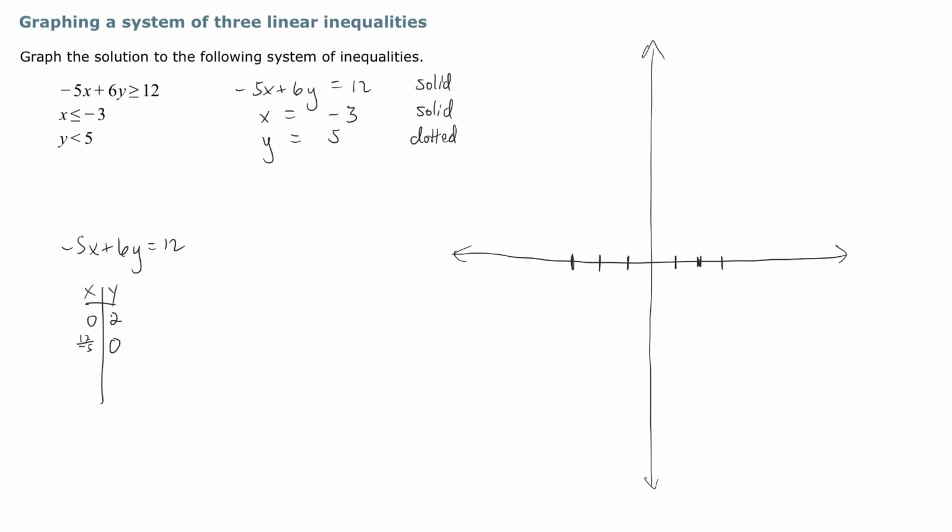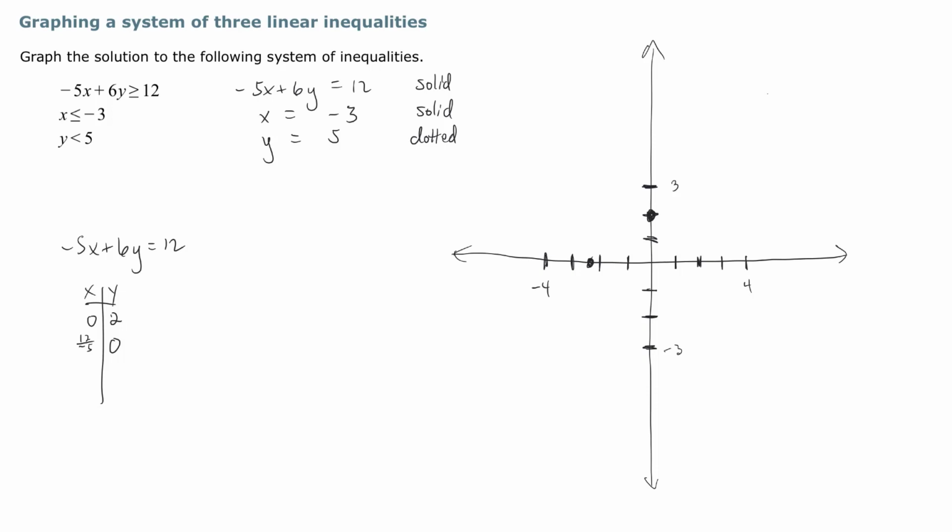Do the best you can. Always graph by hand for these problems. These are not terribly difficult. So this is 4, negative 4. This is 3. This is negative 3. And let's graph our lines. 0, 2 is here. And then negative 2 2/5, 0. Right here, there's a line. I'm going to connect those dots.